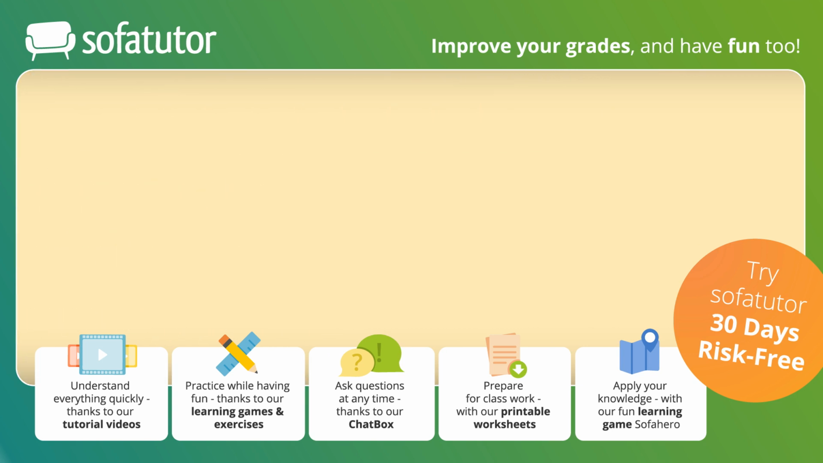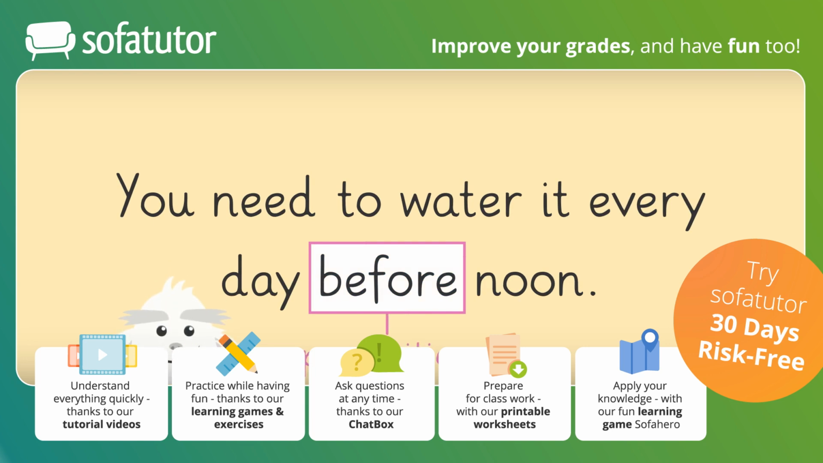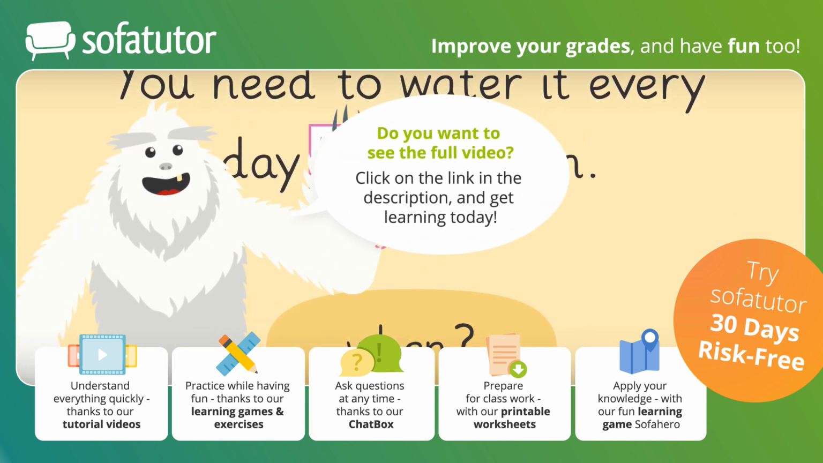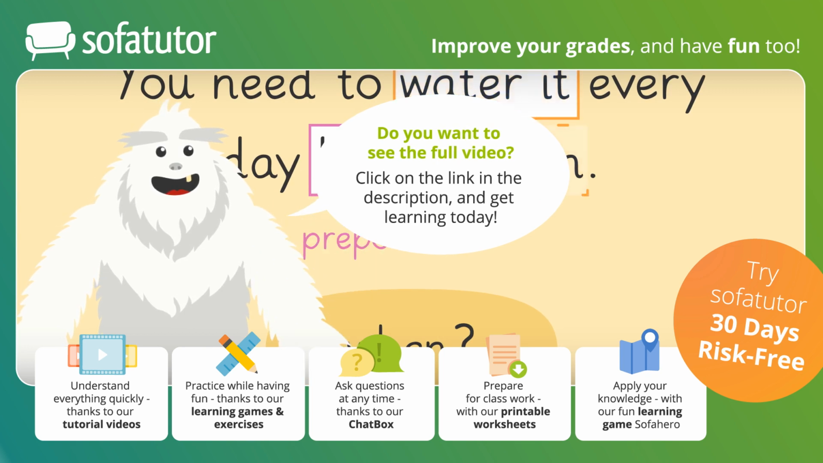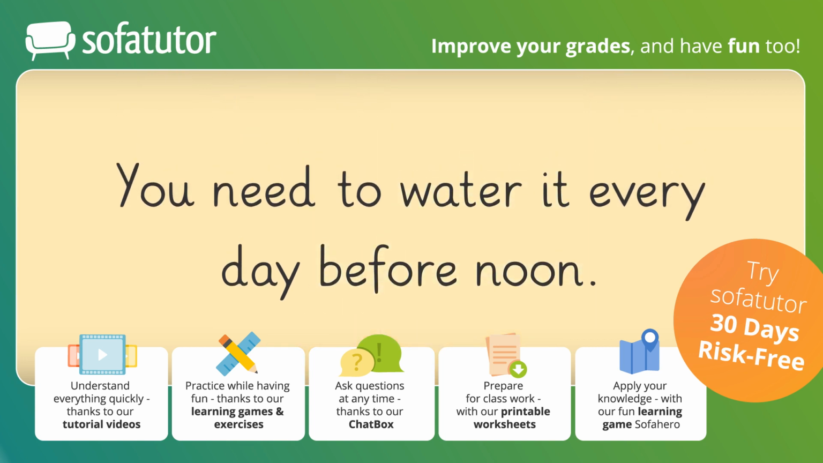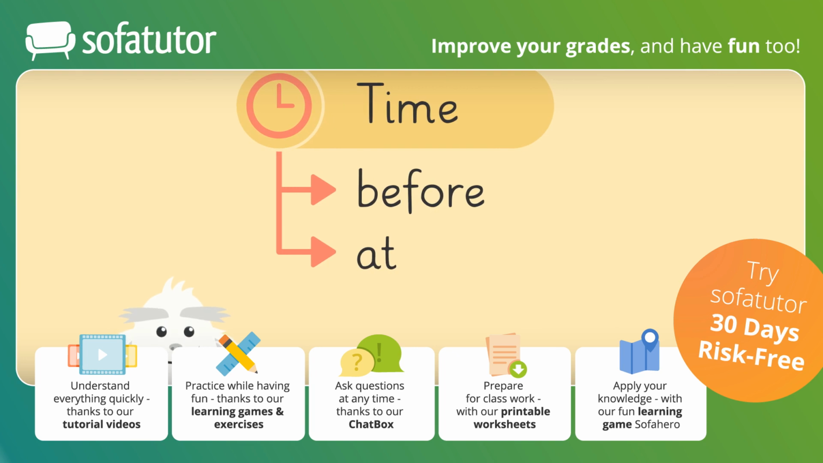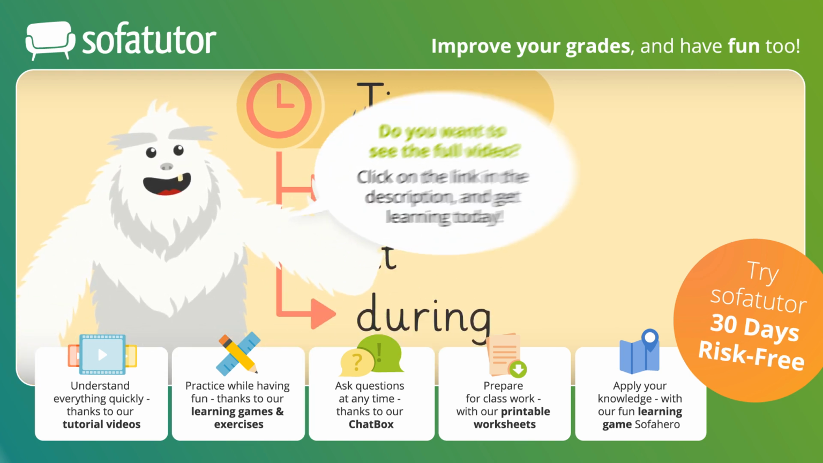Coco's next sentence says, "You need to water it every day before noon." Before is a preposition. It answers the question of when and connects the watering of the plant with the time. Before noon tells us the plant needs to be watered sometime in the morning. If we change the preposition to at, then the meaning of the sentence would change from a general time period to having to be done exactly at noon. Other prepositions that show time include during and since.